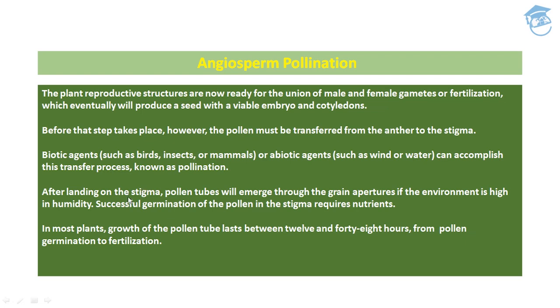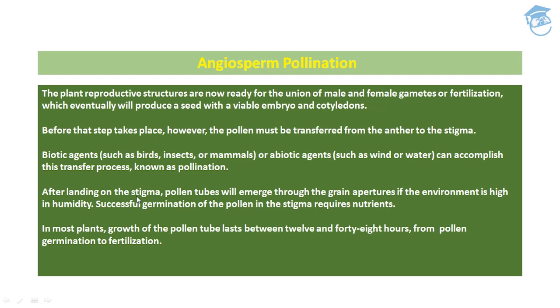And after landing on a stigma, I'm talking about the pollen grain. When the pollen grain lands on the stigma, a pollen tube emerges out from the pollen grain aperture. I have already taught you in detail in the previous section of the presentation. You can refer to that for better understanding, but for the time being, just know that when a pollen grain lands on a stigma, which is a female reproductive organ, the pollen tube emerges through a pollen grain aperture if the environment is high in humidity.